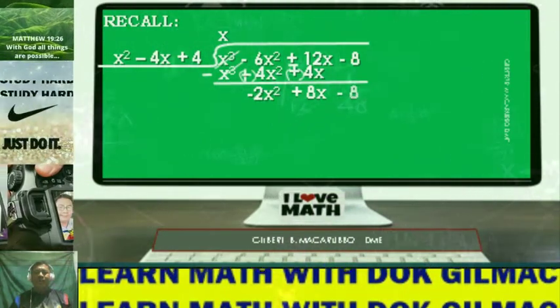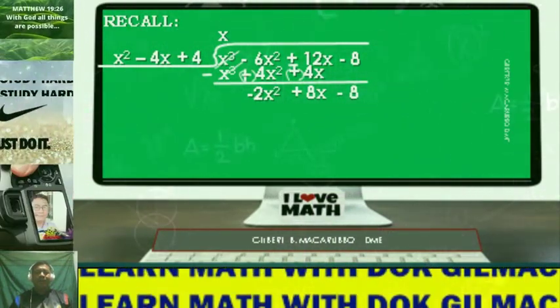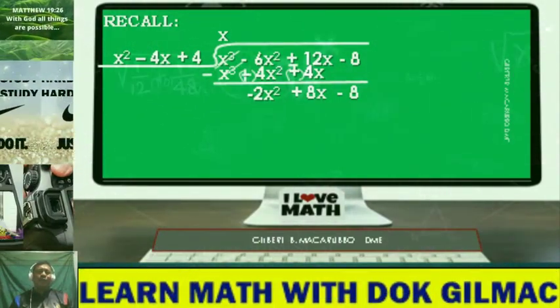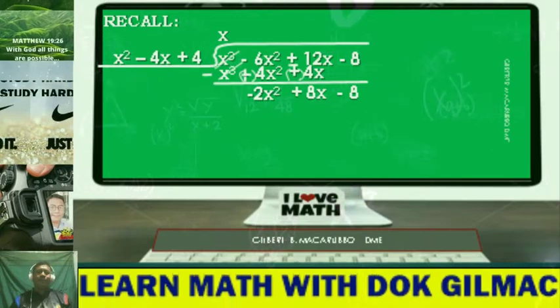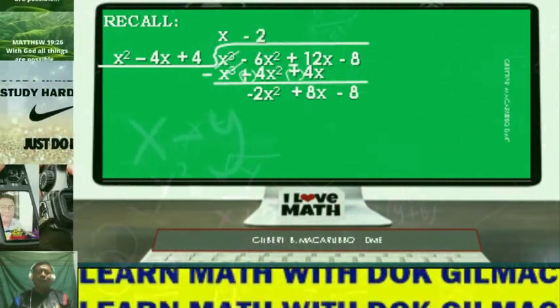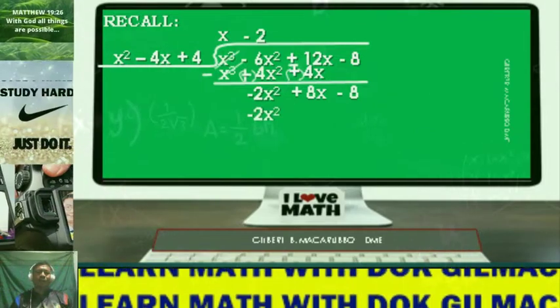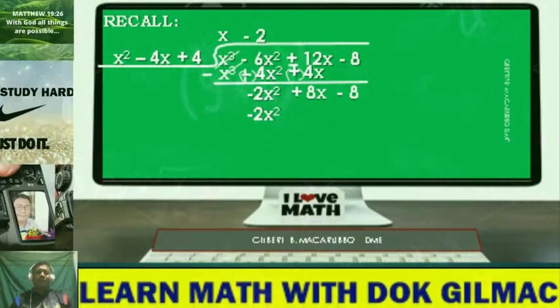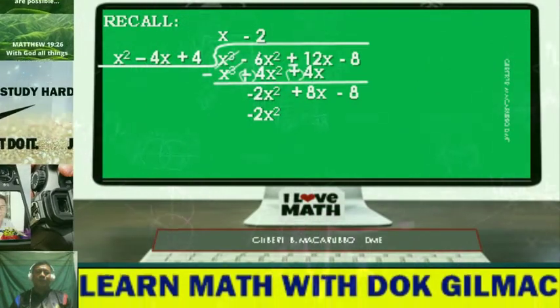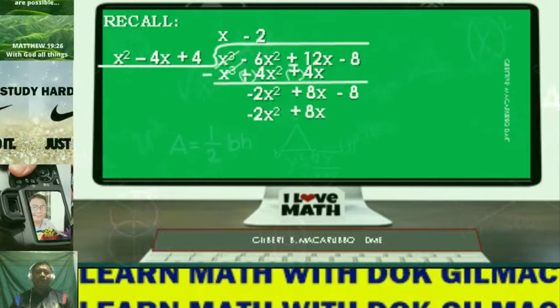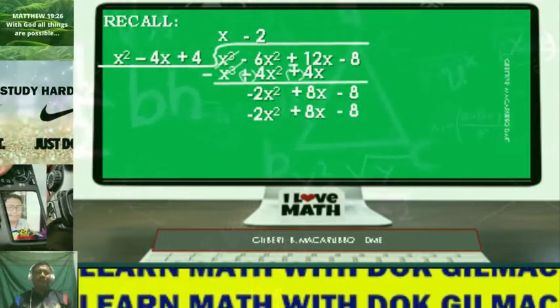Down negative 8, so minus 8. Again, we repeat the process. We divide negative 2x squared by x squared. So we have negative 2, multiplying negative 2 by x squared, so we have negative 2x squared. Negative 2 times negative 4x, so we have positive 8x. Negative 2 times 4 is negative 8.